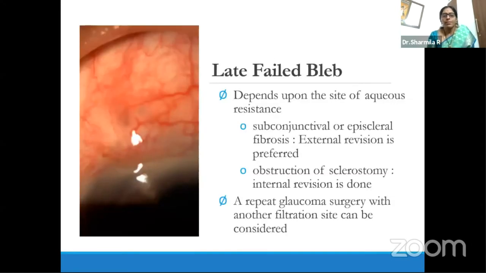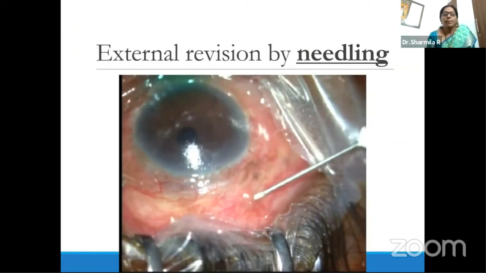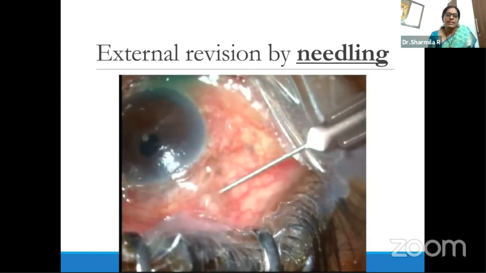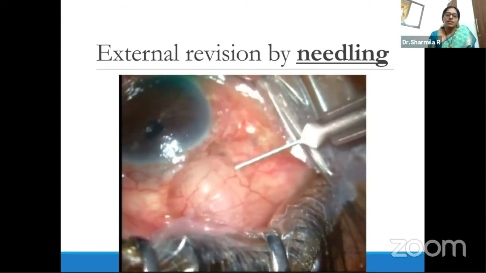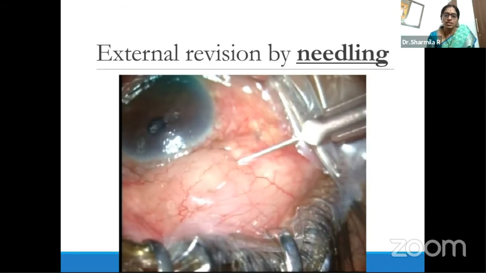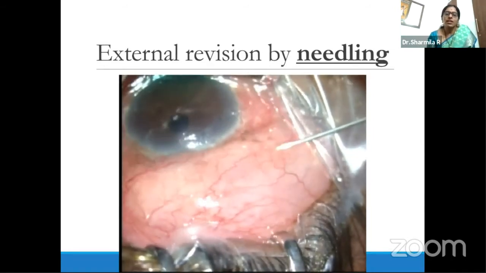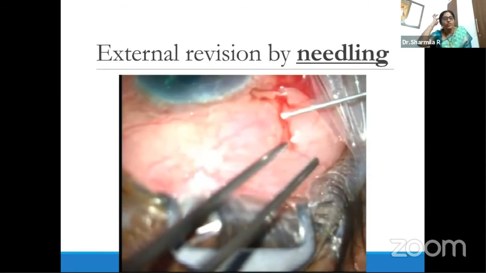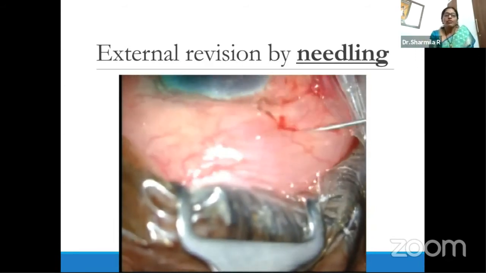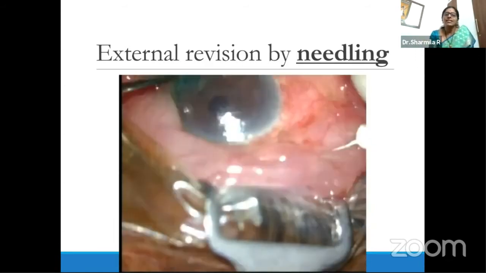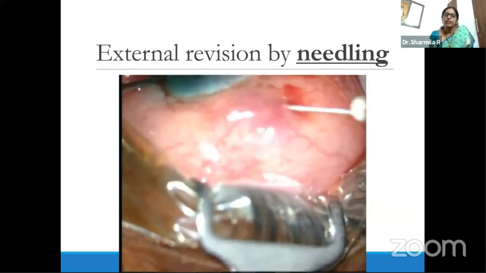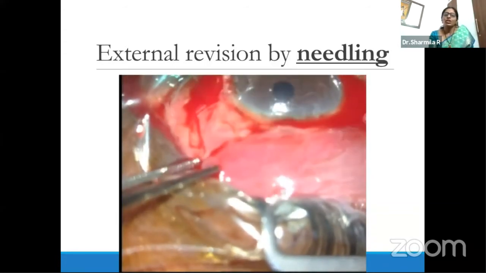So the late failed blebs are mostly because of episcleral or subconjunctival fibrosis, and this probably will have to be handled by needling procedures, which again Dr. Pata has shown a needling procedure. So they can happen like two different types of needling. One is the external revision. Here we can see that the first anesthetic agent is injected to balloon the conjunctiva, and then you use a 26 gauge needle which is loaded with viscoelastic and make to and fro movements to just excise the fibrous tissue which is beneath. So once you do that, it's a gritty feeling and you know that you're cutting into something.